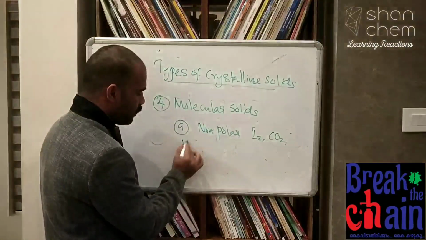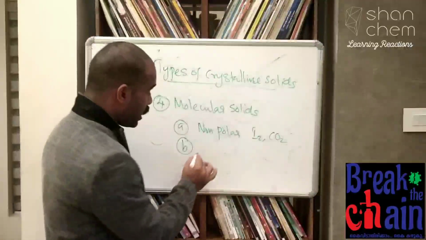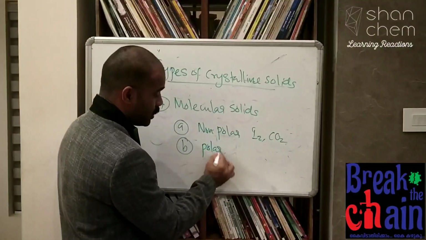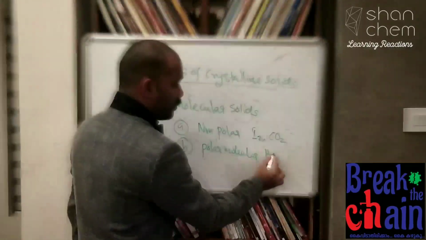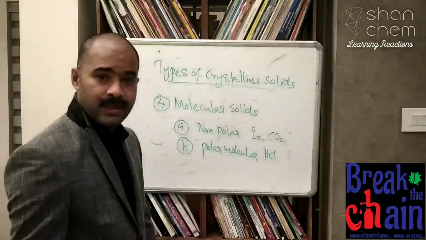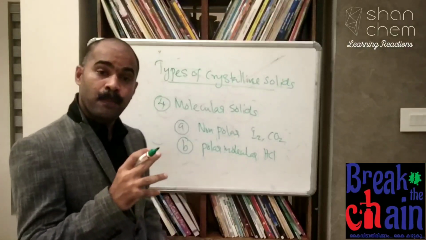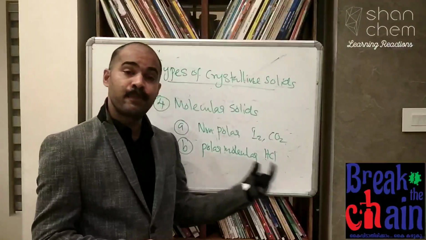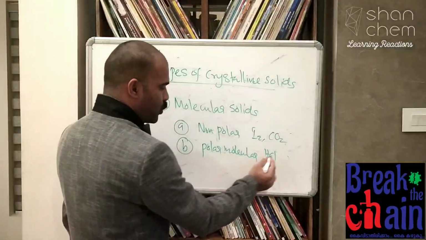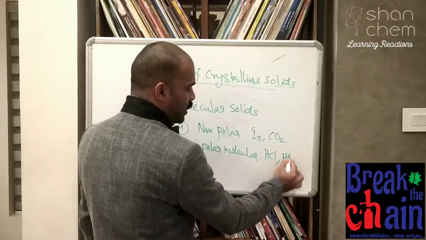And the second one is the polar molecular solid. Suppose HCl: when we solidify HCl, the molecules are polar and the force will be the dipole force. Such solids are called polar molecular solids, HCl, HBr, etc.